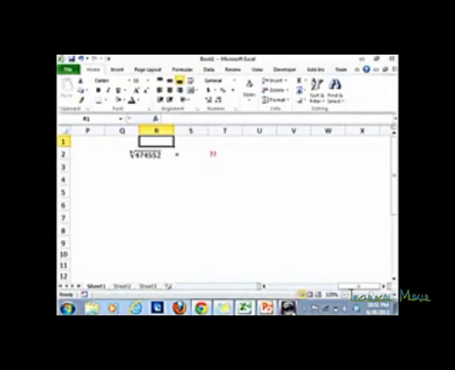Hi everyone, in this tutorial I will show you how to get the cube root of a large number without using a calculator. For example, I have 474552 and I want to get the cube root of this number.